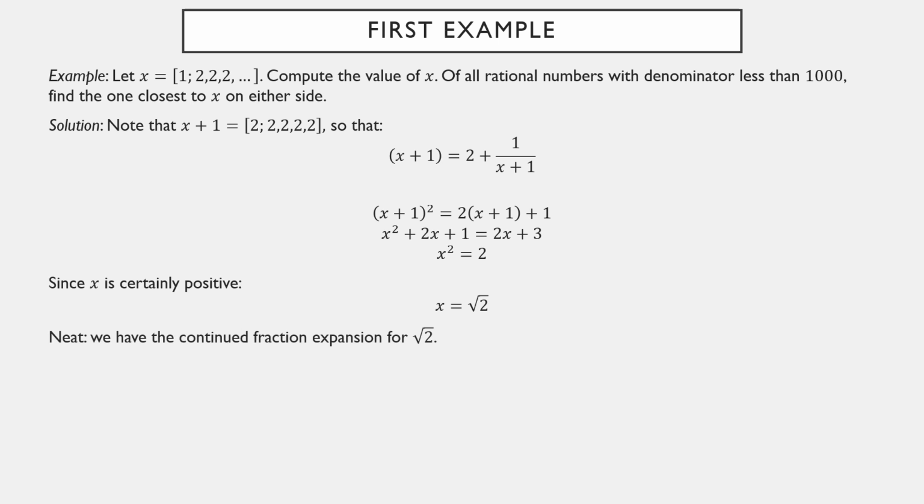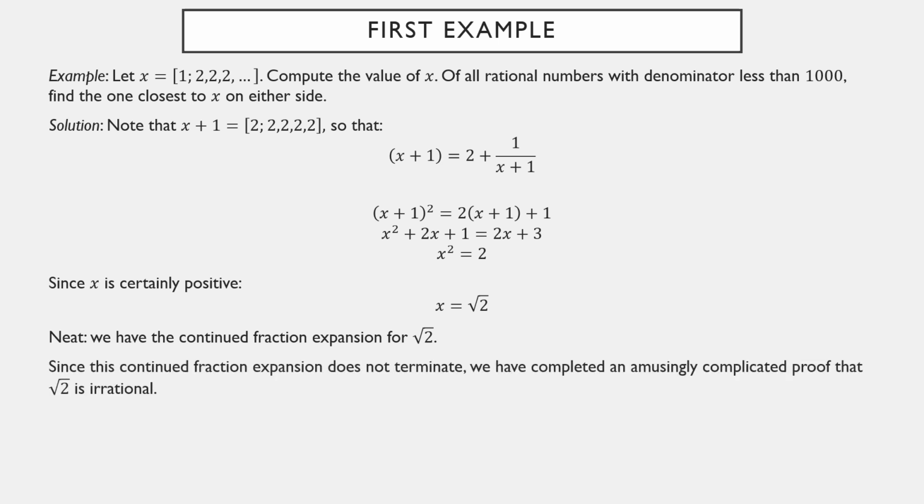So as a little side remark, we've computed the continued fraction expansion for the square root of 2. It's a 1 and then it's all 2's. Note that this continued fraction expansion doesn't terminate. So if you're interested in a quick little giggle, we've done through the whole course of the last several videos a very long proof that the square root of 2 is irrational. But let's continue with finding good approximations like the problem is asking.